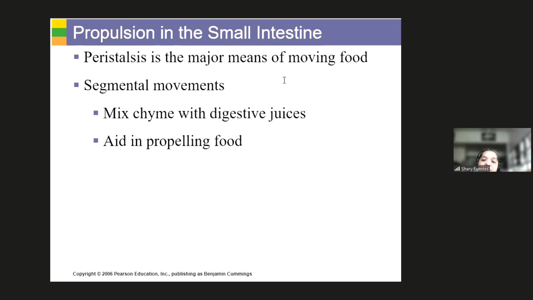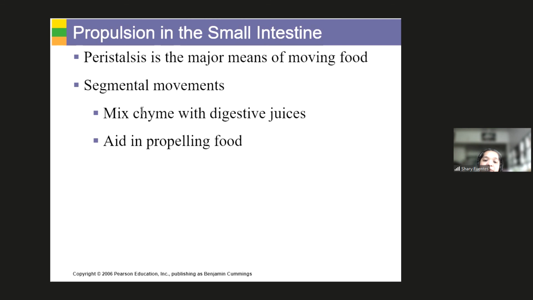Peristalsis is the major means of moving the food. I was thinking about the disease, hindi ko maalala yung pangalan, na nagkakaroon ng paralysis of the intestine wherein there is no movement. Kaya natatrap nandoon yung mga product of digestion natin inside. Hindi ko maalala yung term for that. Peristalsis is the major means of moving the food.